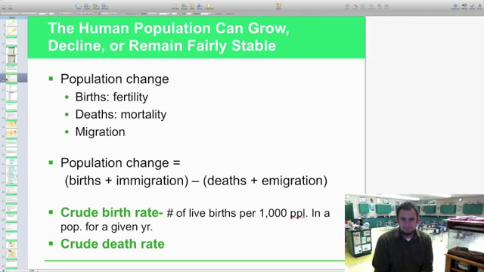The crude birth rate is the number of births per 1,000 people in a population for a given year. And vice versa, the crude death rate is the number of deaths per 1,000 people in a population for a given year. So that's just the crude rate based on a specific number like 1,000, just giving you some extra information.